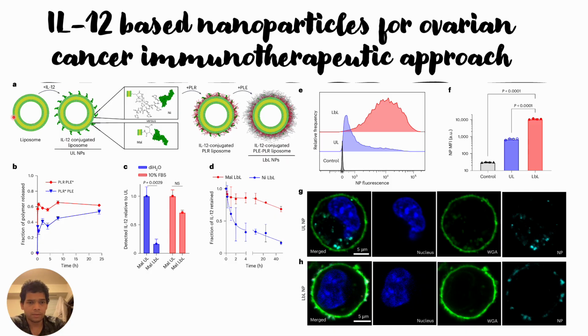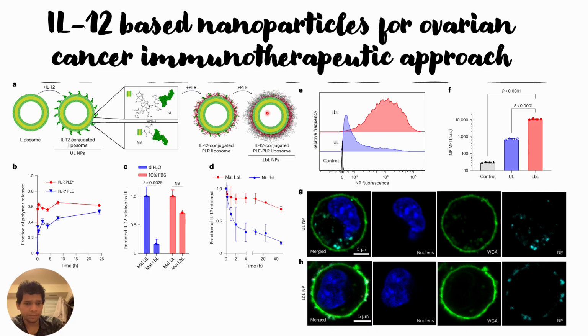So they made this liposome, and then they layered it with different steps. First they coated it with interleukin 12, and once the coating is done with interleukin 12, they coated it with positive ions, that is poly-L-arginine, which gives a net positive charge, and then they coated it with poly-L-glutamate, which gives a net negative charge.